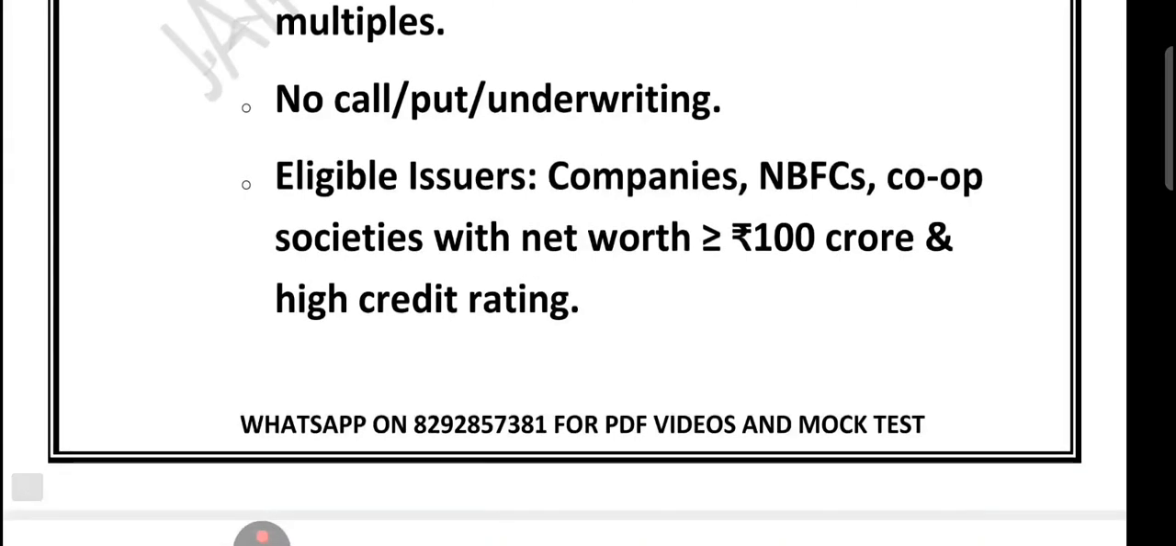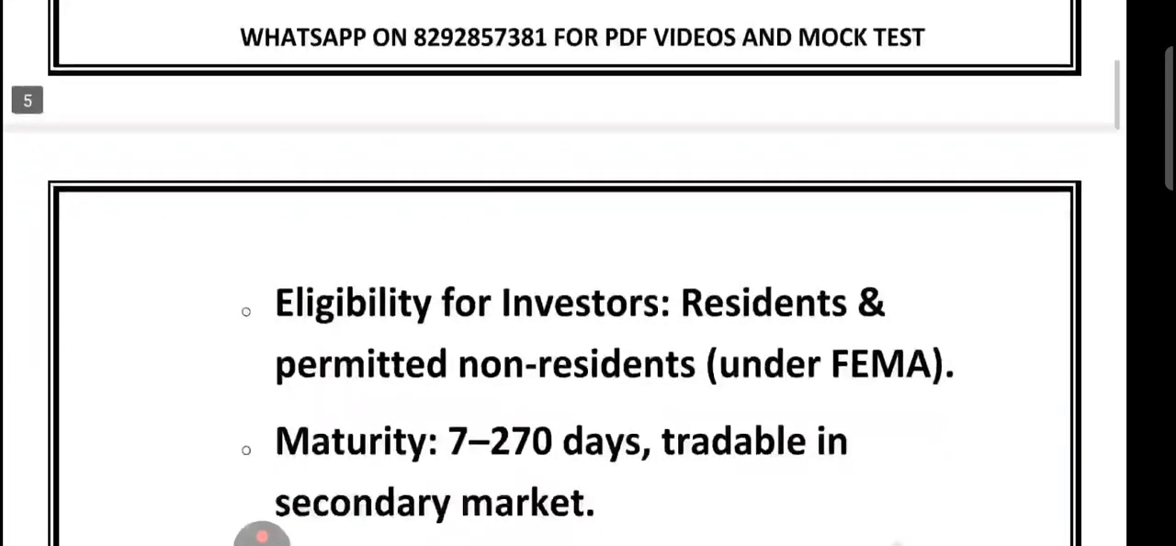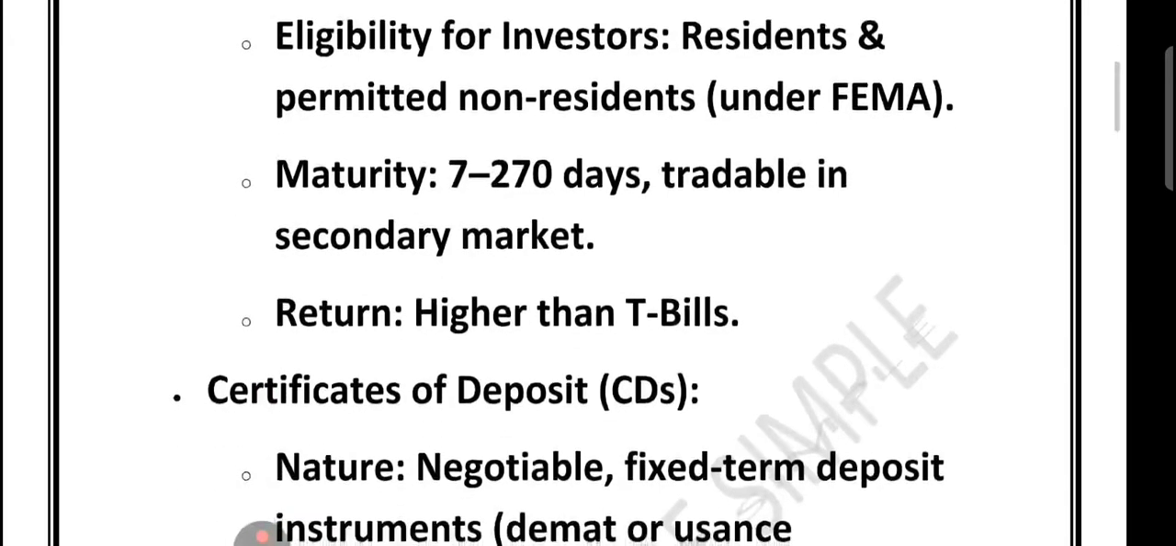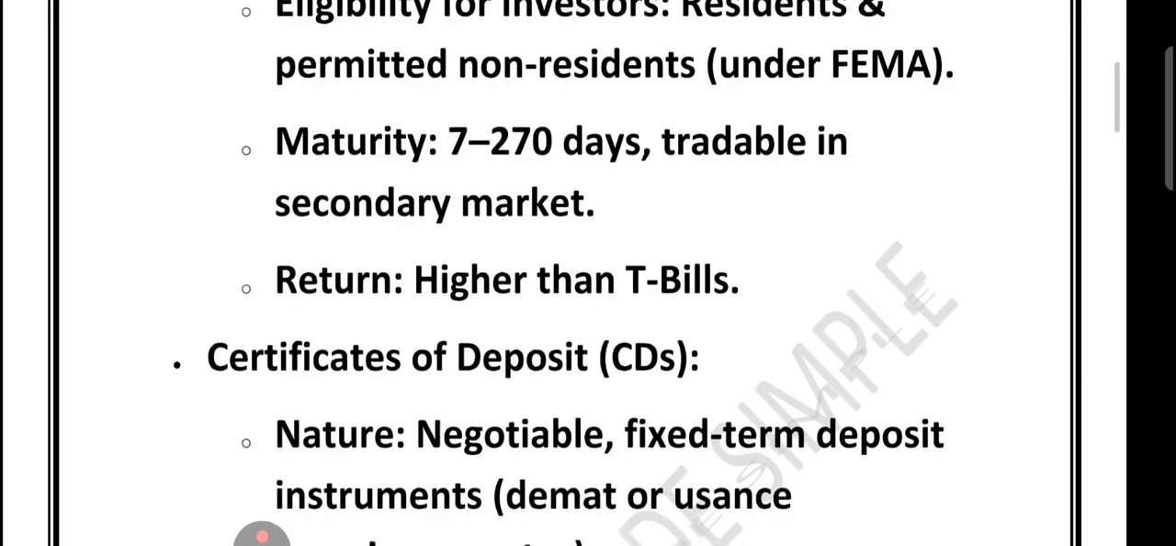Who can issue this commercial paper? Companies, NBFCs, cooperative societies with a net worth of 100 crore or more and a strong credit rating can issue this commercial paper. Please remember it. Now it can be bought by residents, and by eligible non-residents under FEMA. These are the eligibility criteria. The maturity period ranges from 7 to 270 days, and it can also be traded in the secondary market. One more point is that since it carries a bit more risk than government securities, it generally offers higher return than treasury bills.